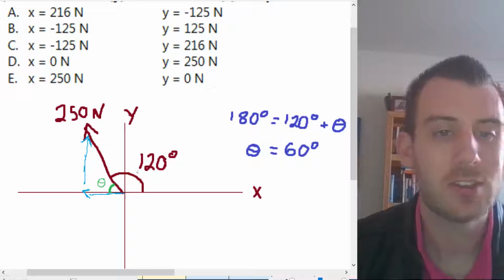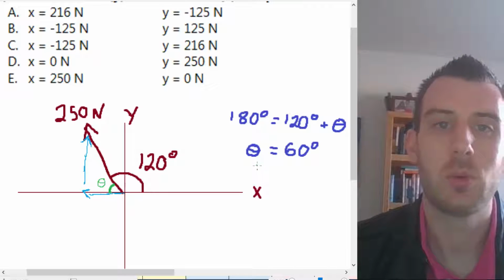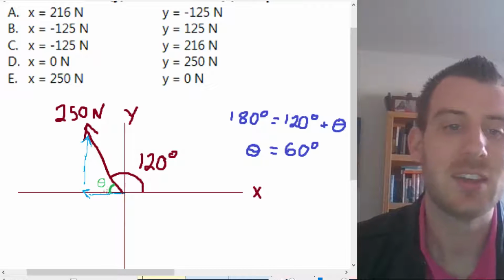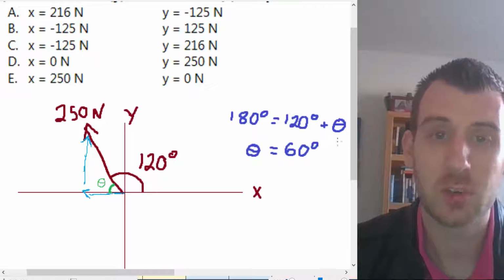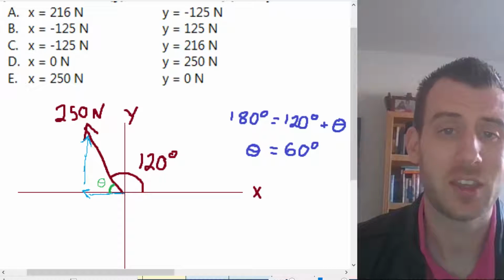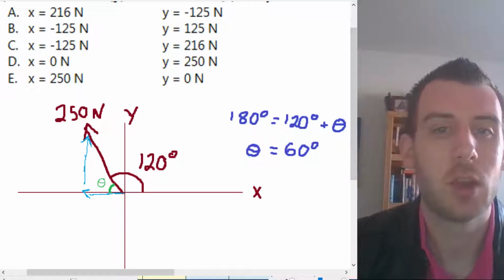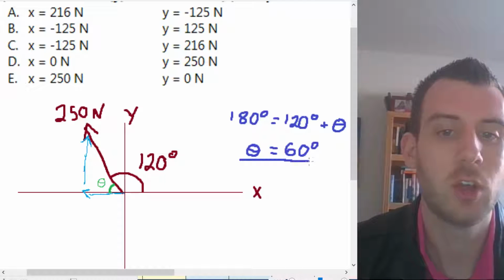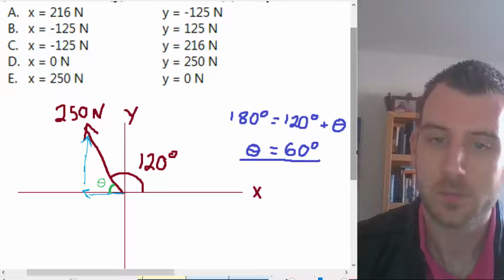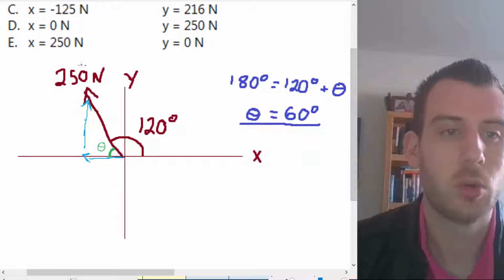Now, it's okay to use this so long as we recognize that the 60 degree angle is coming up from the negative x-axis, and this is going to be very important when we talk direction later in this problem. But for right now, I'm good with just saying that that's 60 degrees, and we'll check the direction with our final answer. So how would I figure out the component of this force?